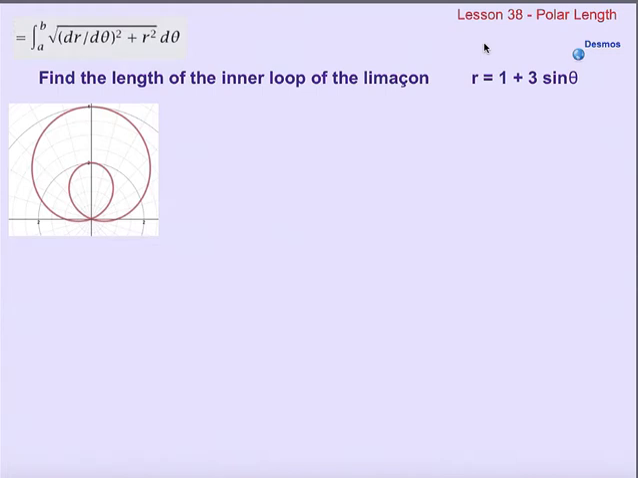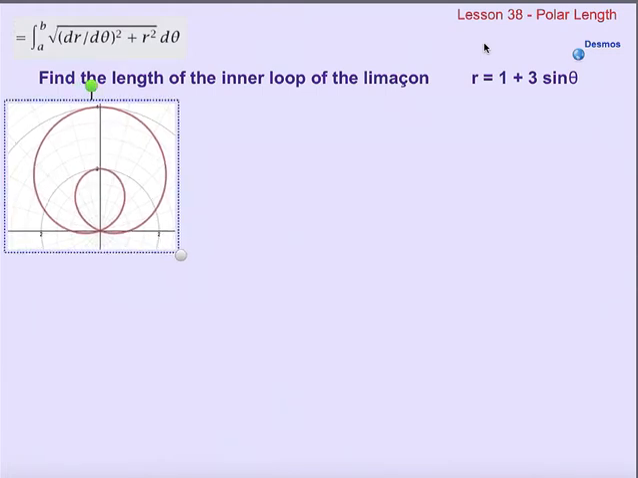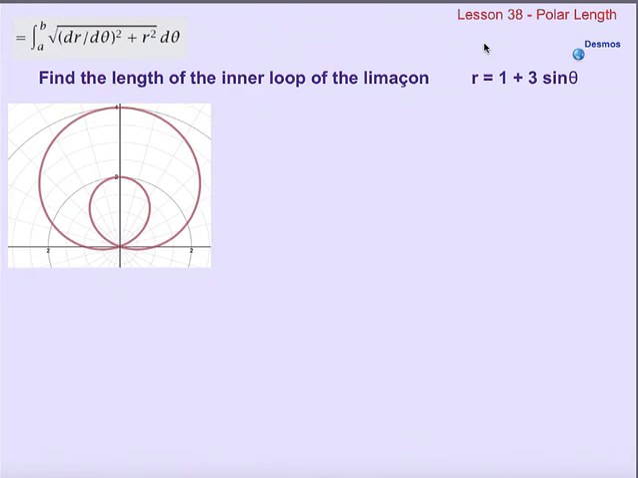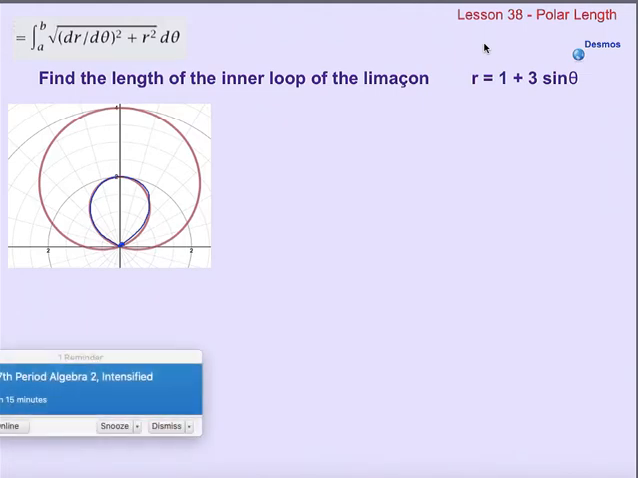The next example, which uses, by the way, the exact same polar function, is a tiny bit tricky, because all I'm asking you for in this one is the length of the inner loop of that limacon from here around. Everything about the formula is the same, except the limits of integration.